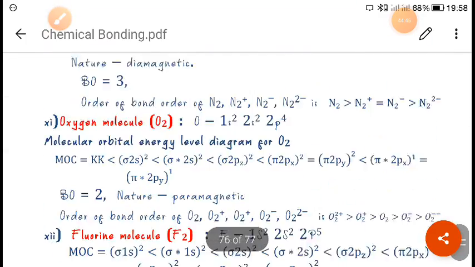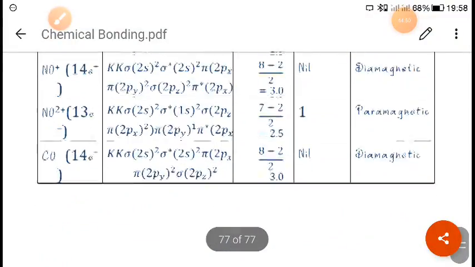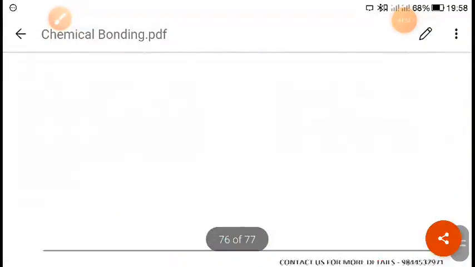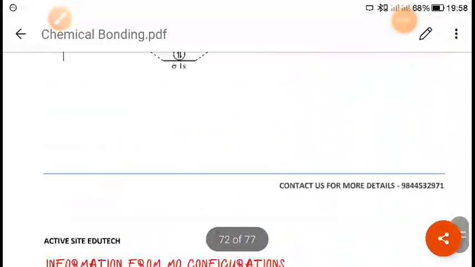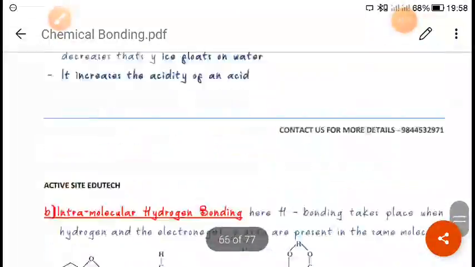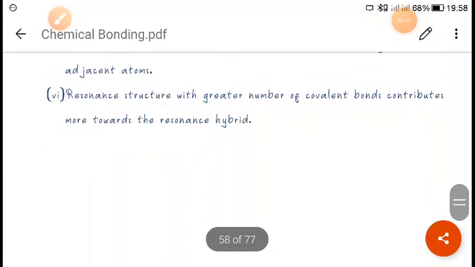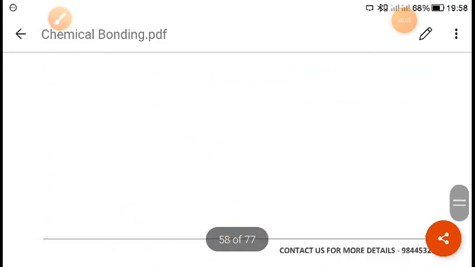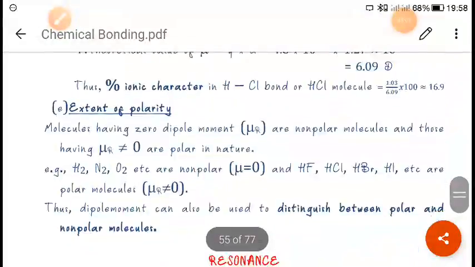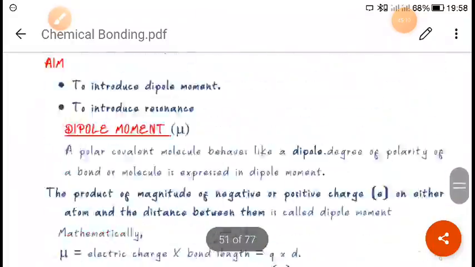Some more are given here, as you can see. You go and study at home, and if you can't, you can contact me, okay? So this was all about molecular orbital theory and molecular orbital diagram. Next is hydrogen bonding, dipole moment and resonance. We will discuss these in the next class.